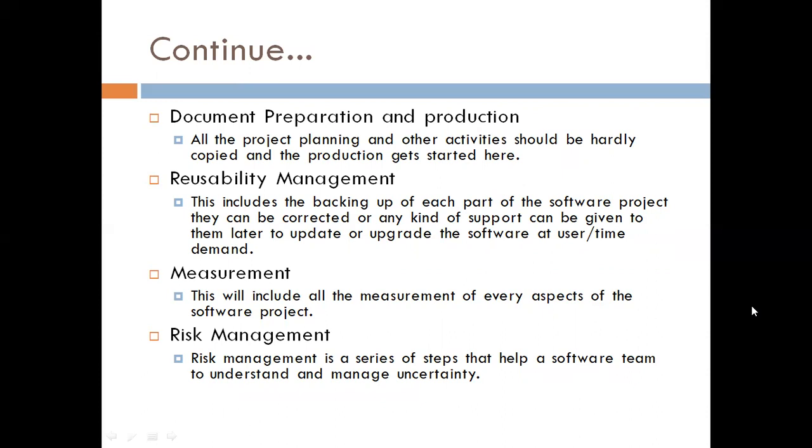Then also measurement. This will include the measurement of every aspect of the software. Then risk management. Risk management is a series of steps that help a software team to understand and manage uncertainty. So risk factor is everywhere. So depending on the project requirement, you have to take the risk.